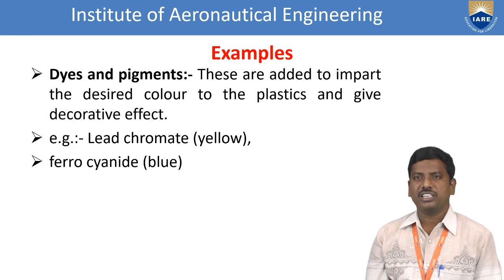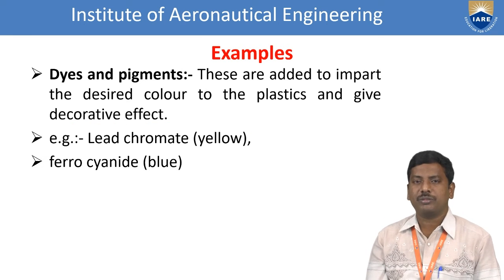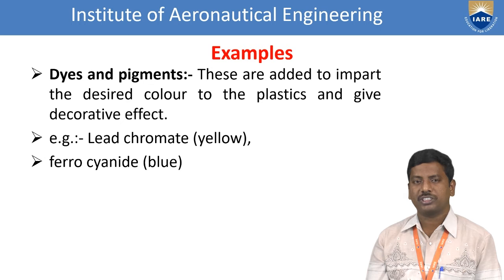Next we see the dyes and pigments. Dyes and pigments are the substances used to produce color on the surface of the material. These are added to impart the desired color to the plastics and give a decorative effect. That means decorative items are present in different colors, and their visibility is more beautiful compared to the normal structure.